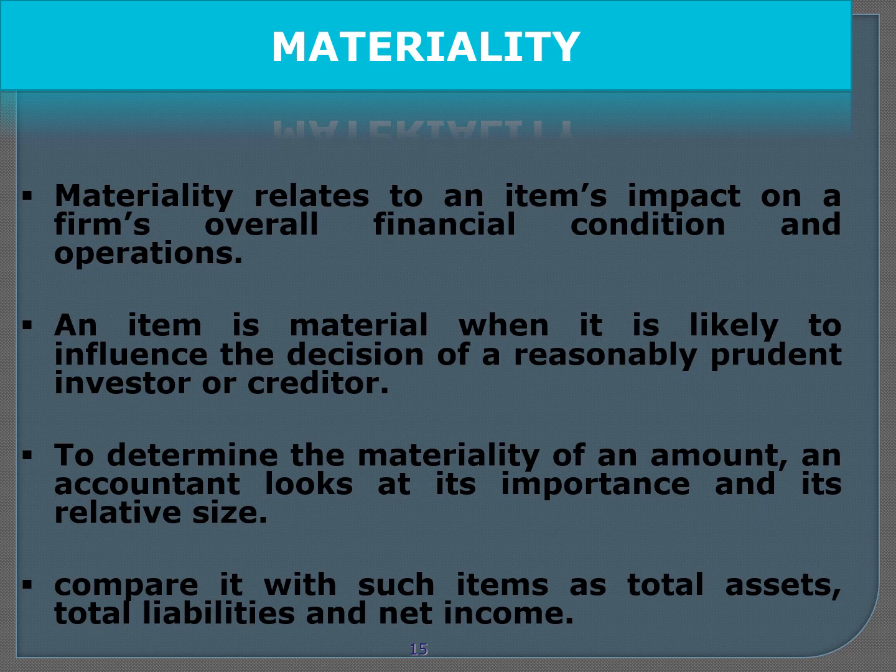Materiality relates to an item's impact on a firm's overall financial condition and operations. An item is material when it is likely to influence the decision of a reasonably prudent investor or creditor. To determine the materiality of an amount, an accountant looks at its importance and its relative size. Compare it with such items as total assets, total liabilities and net income.